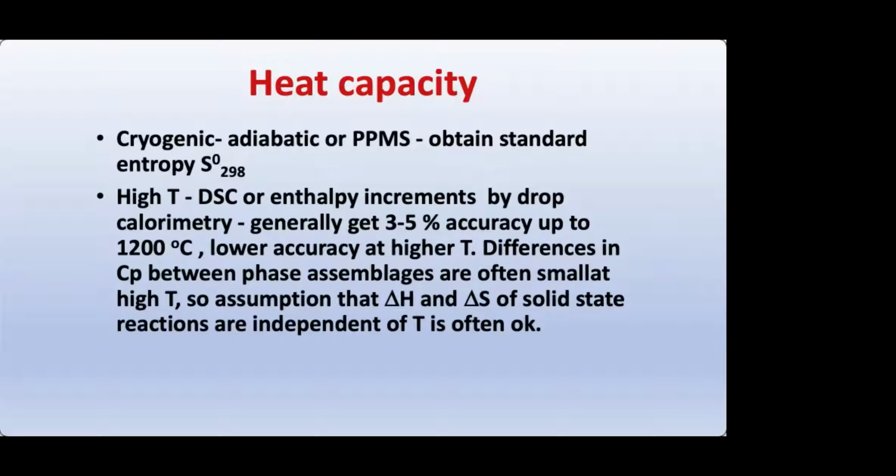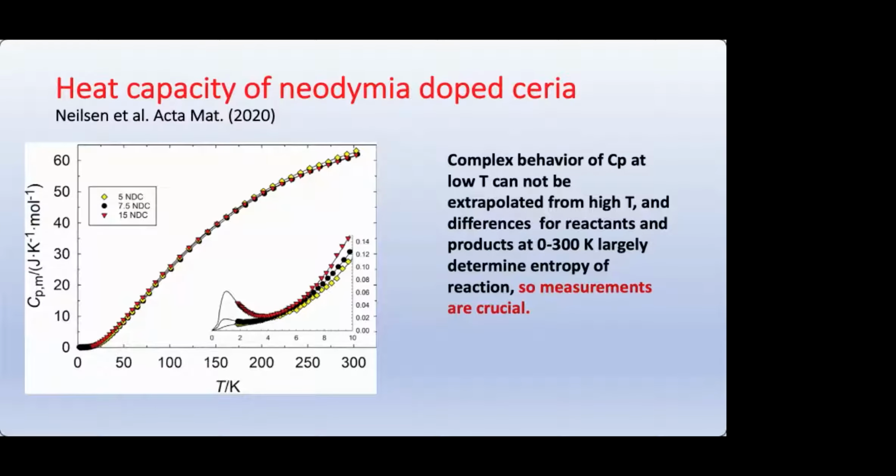The difference in CP between phase assemblages in the solid state, especially at high temperature, is reasonably constant and reasonably small, so the assumption that we don't have to worry too much about the high temperature heat capacities is reasonable. We do have to worry about the low temperature heat capacities.